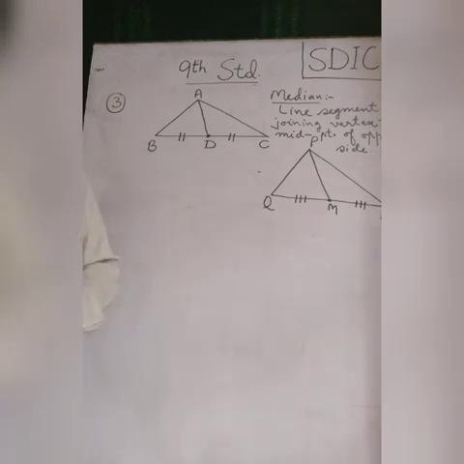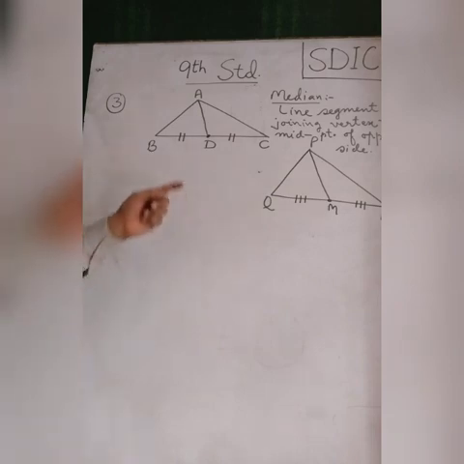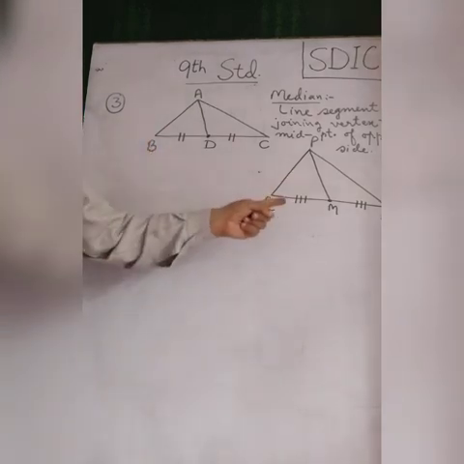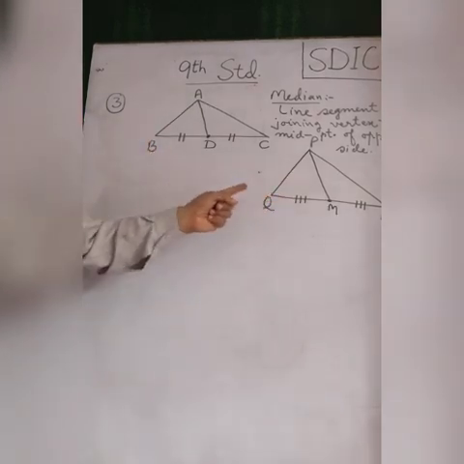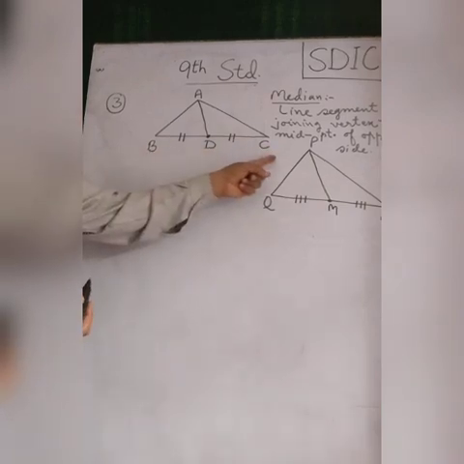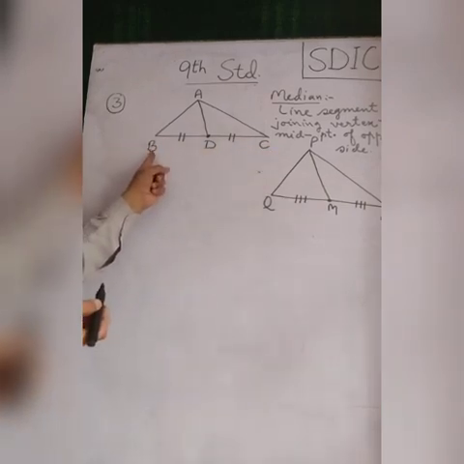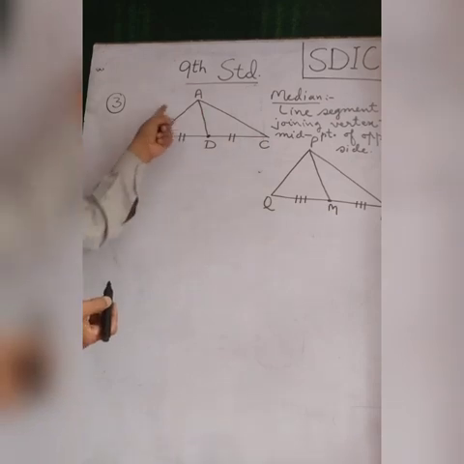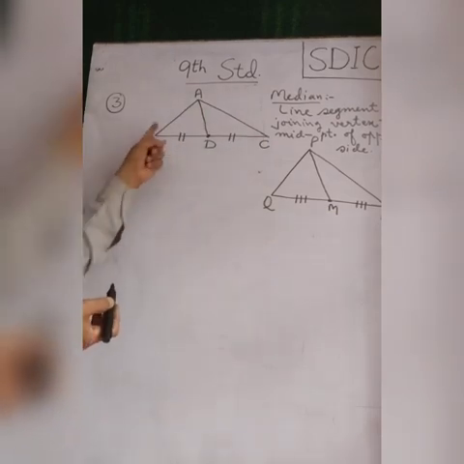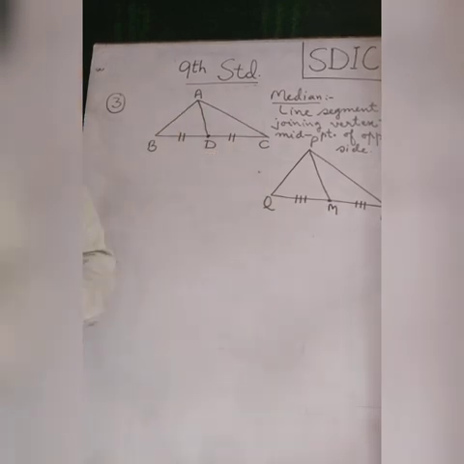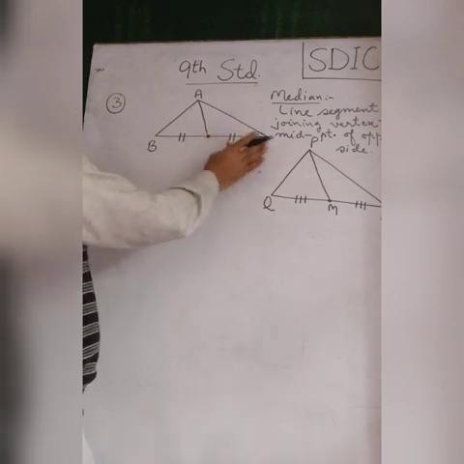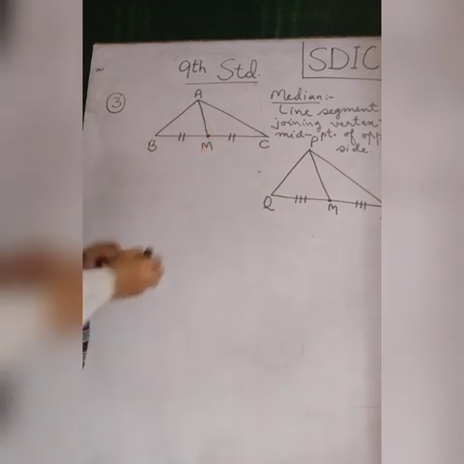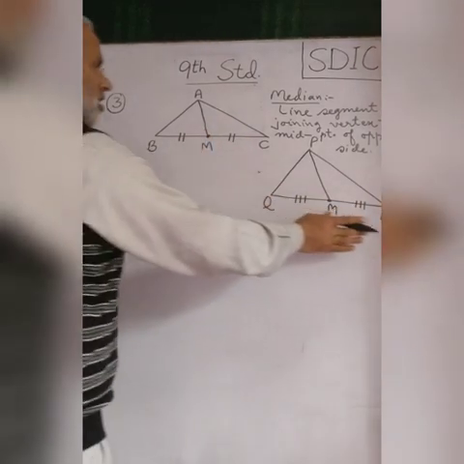Now the statement says two sides AB and BC. BC is the whole side from point B to point C, a side of the whole triangle ABC. AB side and BC side and the median AM. Sorry, it is AM here, not AD. It is AM here. And in the second figure, it is PN, not PM.